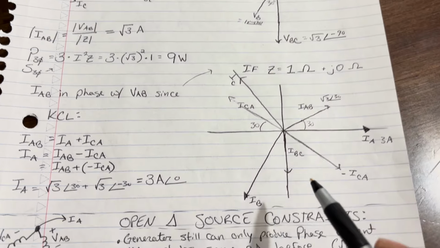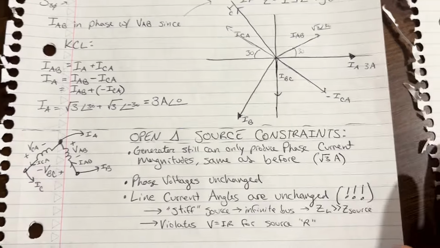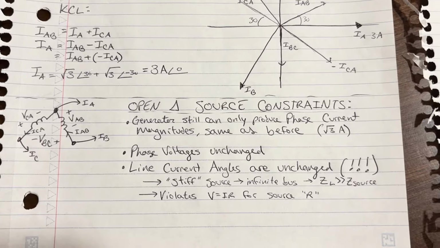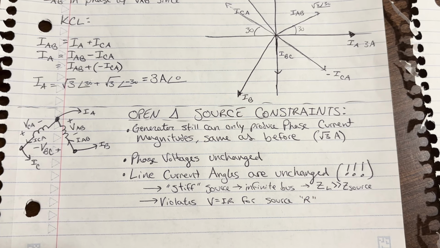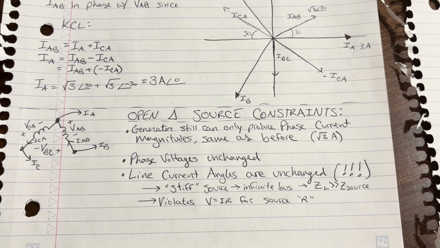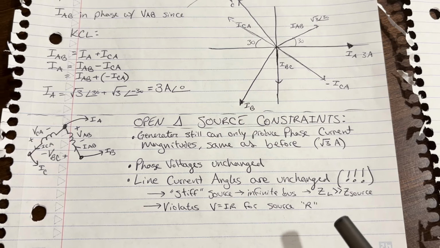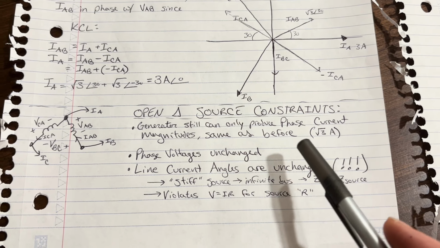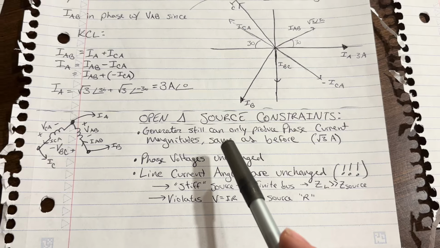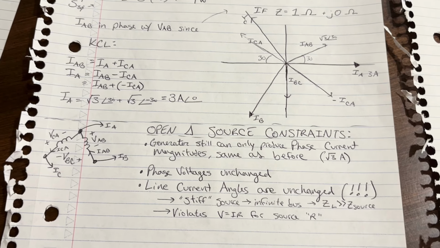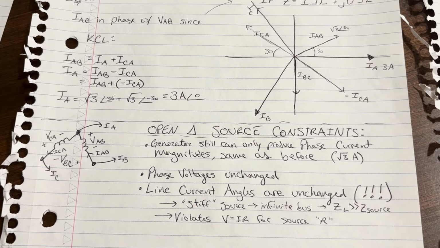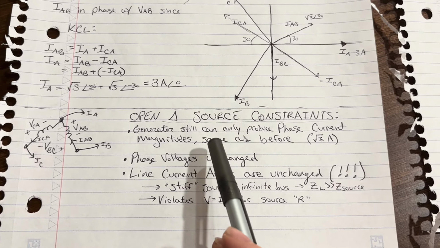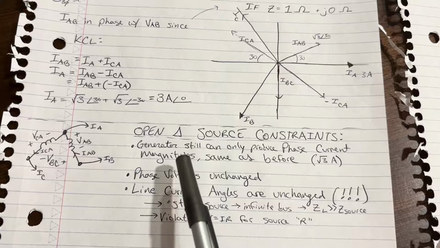Very interesting. Now that we have all that out of the way, how does this inform us for the open delta? Well, the open delta was very troubling for me because no one really explains these constraints. Usually you hear that the open delta has some weird ratio of the power it used to provide, but they don't explain these. So these are the true constraints I was aware of after a lot of research.